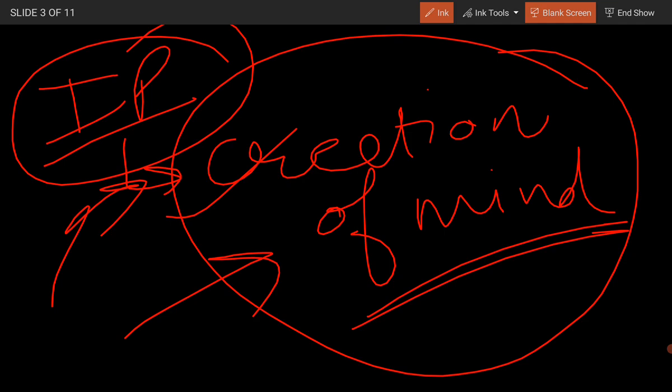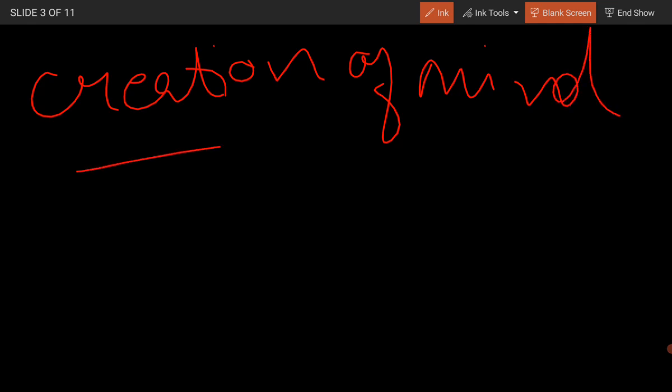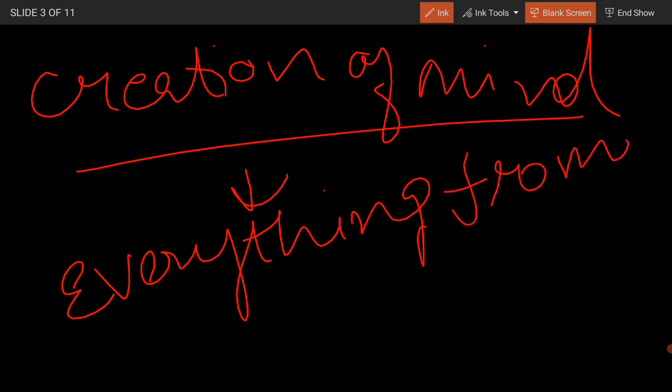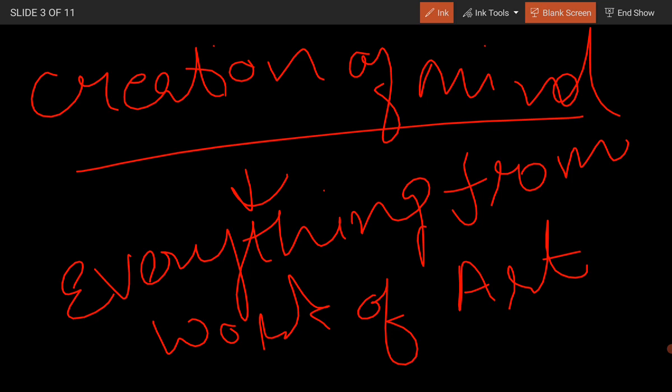Now, creation of the mind means everything from works of art to inventions, computer programs, trademarks, and other commercial signs. You can note it down somewhere.